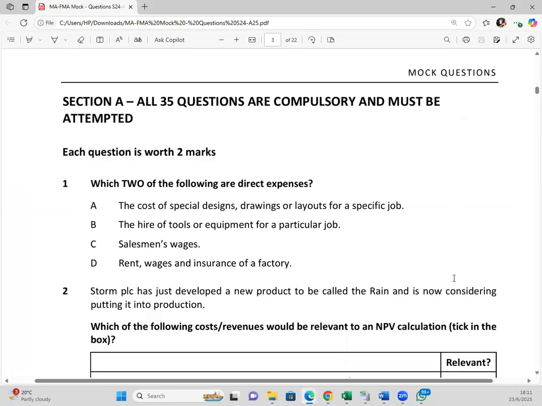A and B. The cost of special designs, drawings, salesmen's wages, those are factory overheads, so they are not part of the direct costs. Rent, wages, and insurance for the factory, again, those are not part of the direct costs.